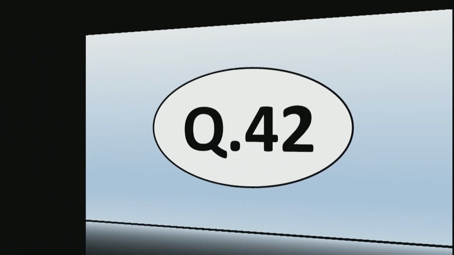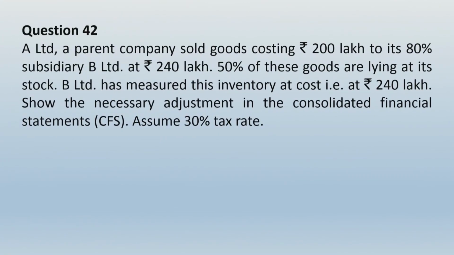Let us take up question number 42. Let us read this question. A Limited, a parent company, sold goods costing rupees 200 lakhs to its 80% subsidiary B Limited at rupees 240 lakhs. 50% of these goods are lying at its stock. B Limited measures inventory at cost, that is at 240 lakhs. Show the necessary adjustment in the consolidated financial statements. Assume 30% tax rate. Now friends, what do we find over here?